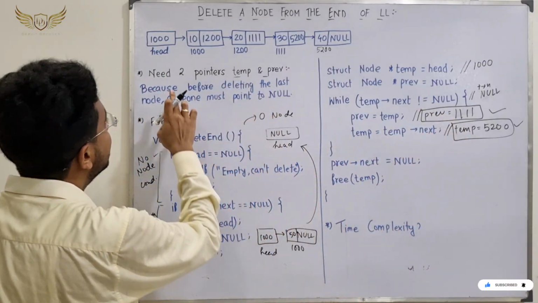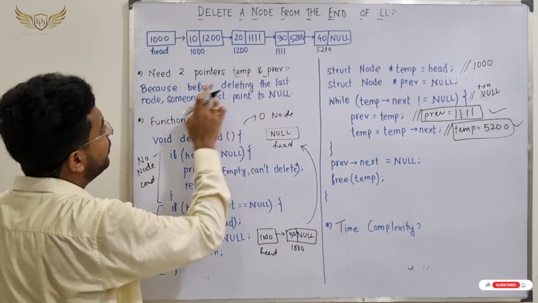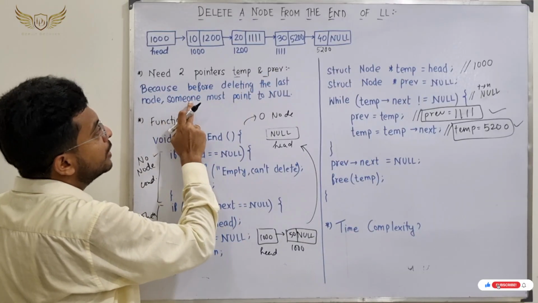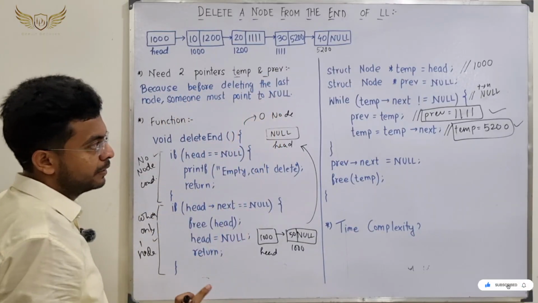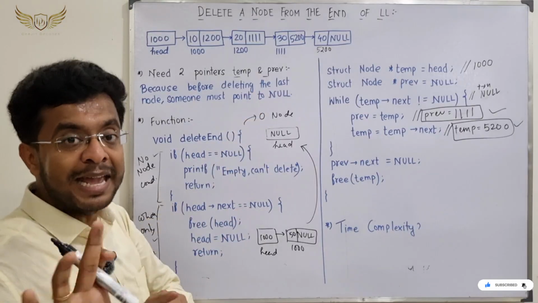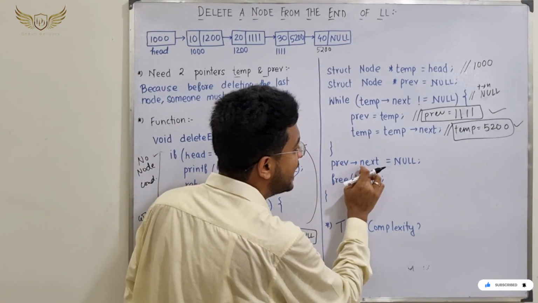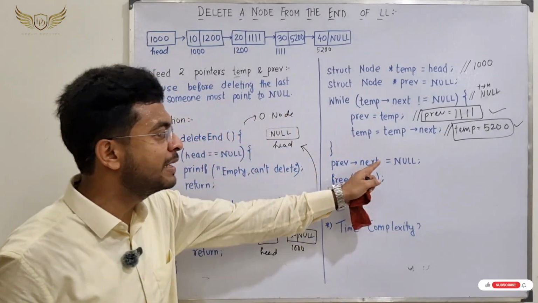Now what I am saying is that we need two pointers, temp and prev, because before deleting the last node, someone must point to null. Right? So this prev will play a handy role. How? Now see what is happening. Now prev->next = null. We are doing prev->next = null.